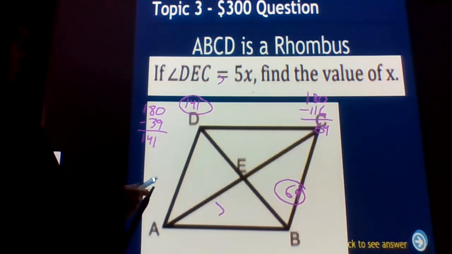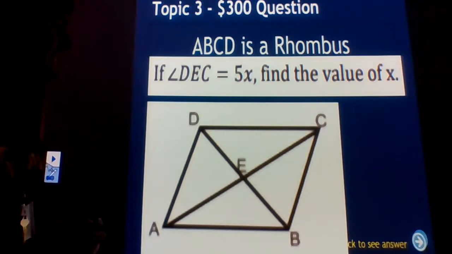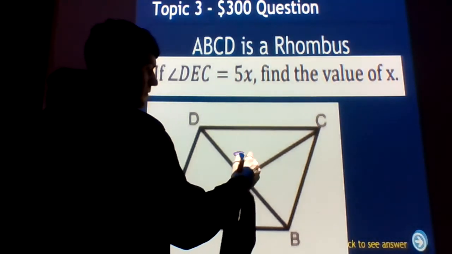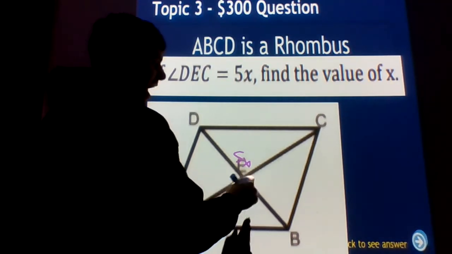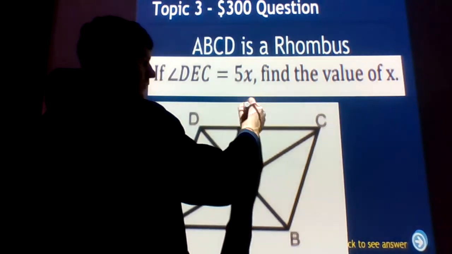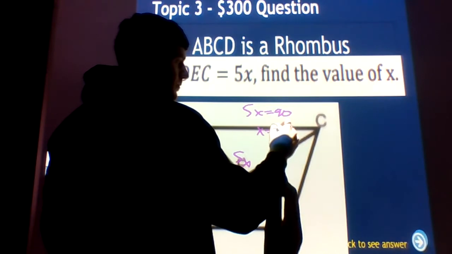Okay, ABCD is a rhombus. The measure of DEC is 5x. We know a rhombus has diagonals that are perpendicular. So these all equal 90. So we know that 5x is going to equal 90. So we know that x is going to equal 18.